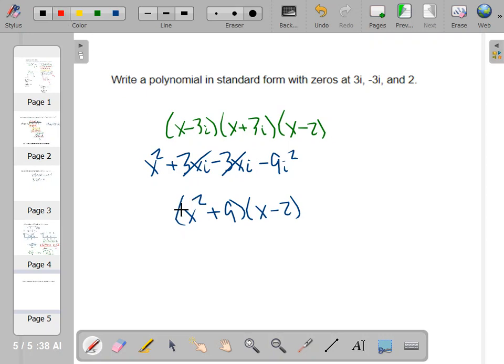So we're going to expand this guy out. x cubed minus 2x squared plus 9x minus 18. Hey, we're done. We did it. Okay, standard form. Just expand it all out.